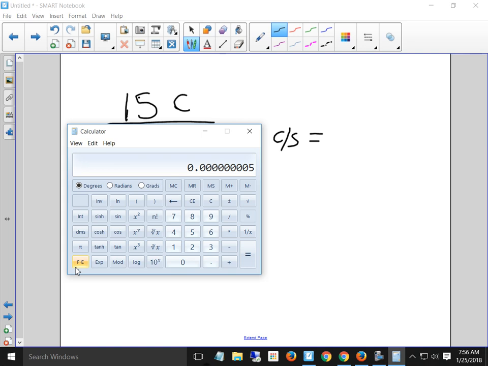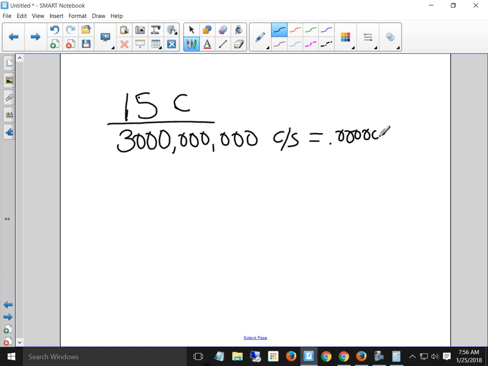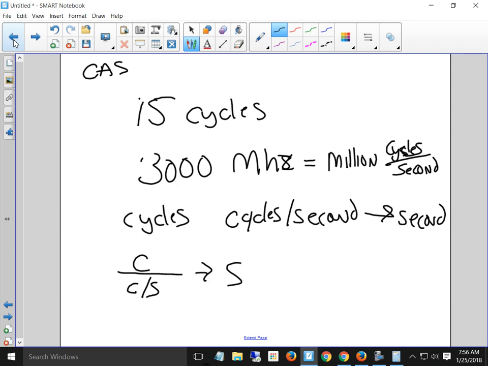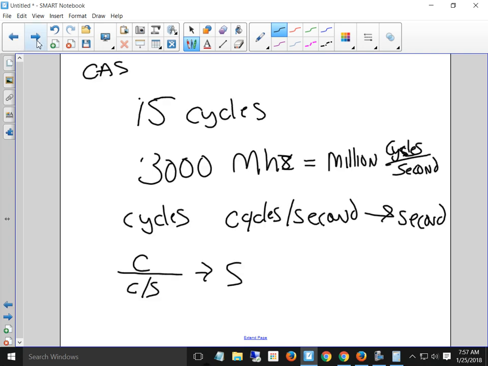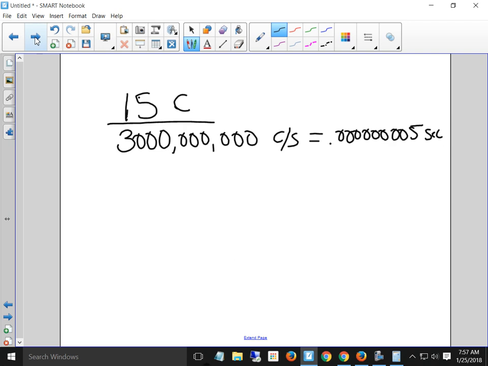So it equals 0.000000005 seconds. And I said that 1 nanosecond is 0.000000001 seconds. So I know that I can convert that just by knowing that 0.000000001 equals a nanosecond, and I've got 5 of those. So my answer is equal to 5 nanoseconds is the access time of this RAM.